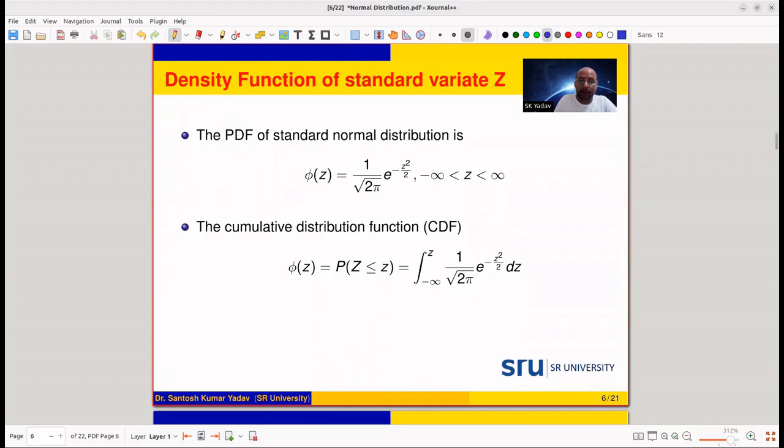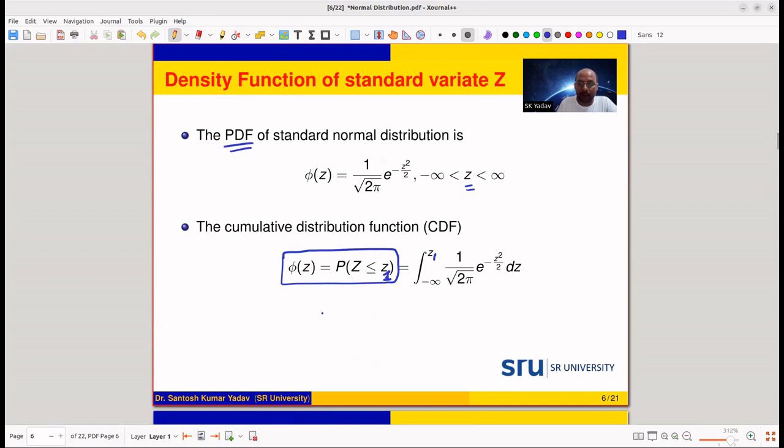The PDF of the standard normal variate is given as phi of Z equal to 1 upon root 2 pi e power minus Z square by 2, where Z lies in the real numbers, and its cumulative is given as follows. The cumulative is basically the integral up to Z, so P of Z less than or equal to some particular value, say Z1, is the integral from minus infinity up to Z1 of phi of Z.